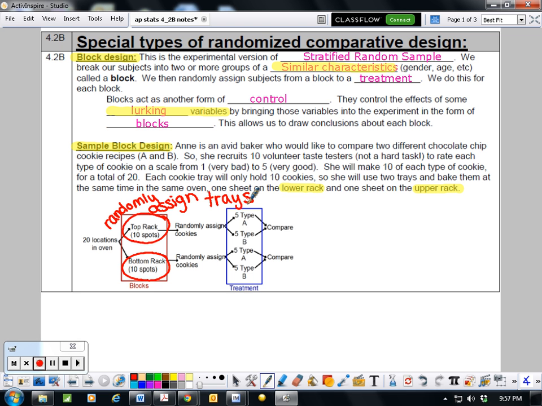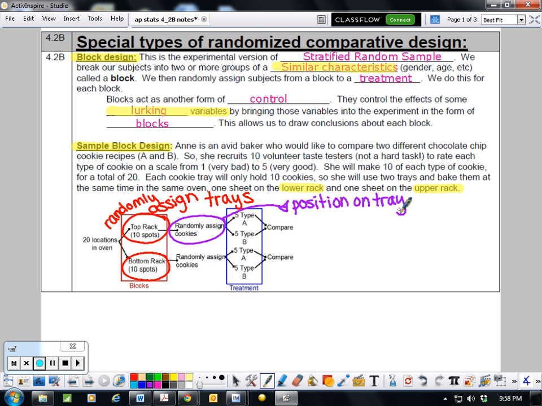Then I'm randomly assigning 5 of the type A and 5 of the type B because I want it to be even on the top rack and even on the bottom rack. So I randomly just do 5 type A's, 5 type B's on there, and I'll probably even randomly assign the position on the tray. Because if you've ever baked cookies, the ones near the edge of the tray cook faster than the ones in the middle. The ones in the middle tend to be more doughy. So we're randomly assigning the cookies in a spot.